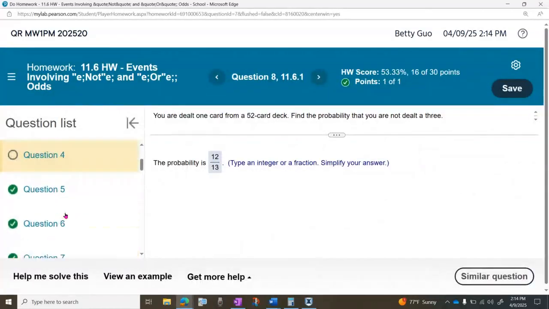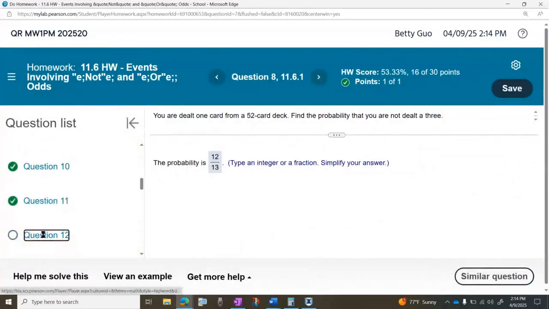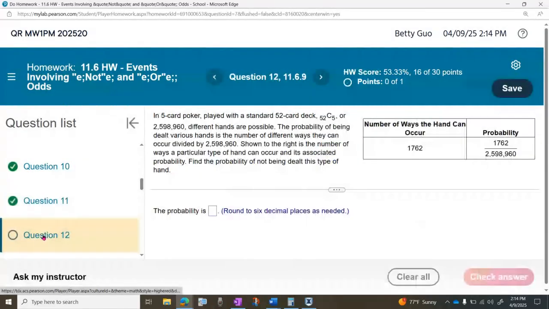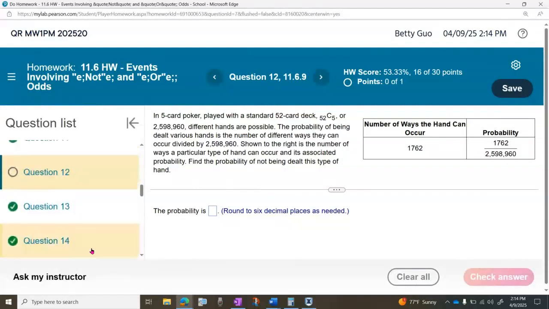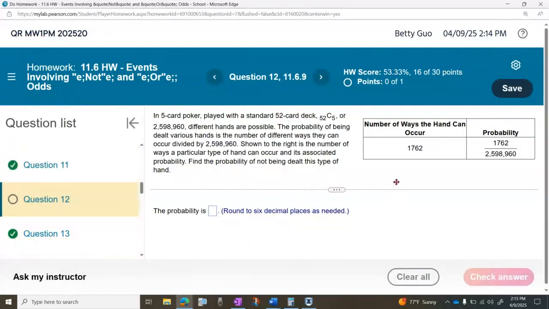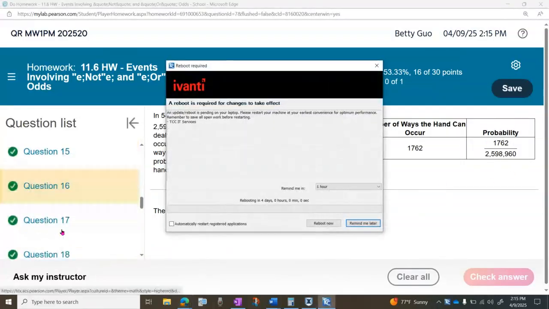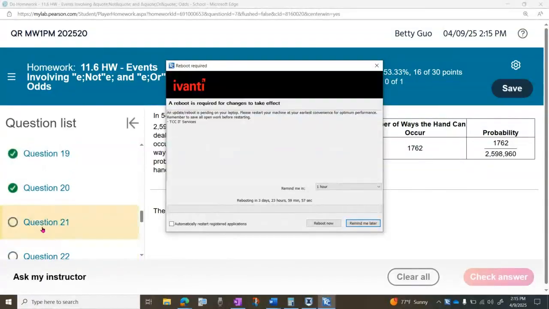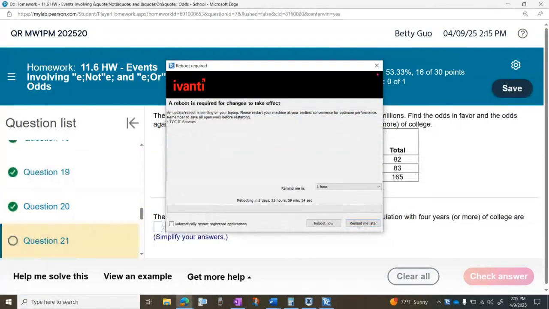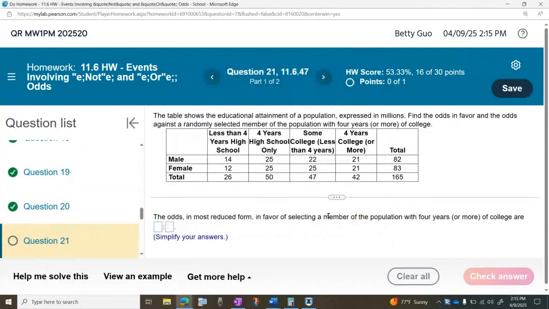We did this one. This is about... why did we skip this problem? Oh, it's just using 1 minus the probability. It's not something fancy. See number 21. Oh, this is about us. Let's do this problem.